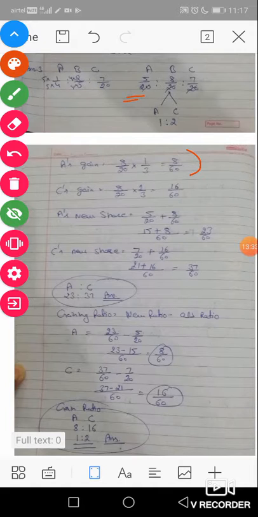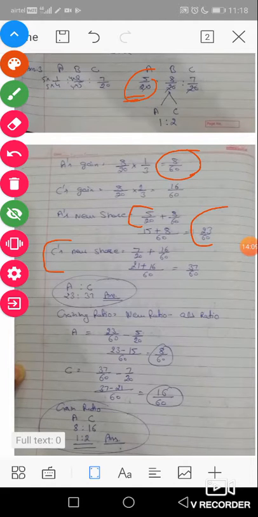5 upon 20 plus 8 upon 60 equal to 23 upon 60. Again, A's old share is 5 upon 20. He takes from B 8 upon 60. So 5 upon 20 plus 8 upon 60 equal to 23 upon 60. How? 5 upon 20 plus 8 upon 60, LCM is 60. 60 divided by 20, 3, and 3 multiplied by 5, 15. 60 divided by 60, 1, and 1 multiplied by 8, 8. 15 plus 8 equal to 23 upon 60.